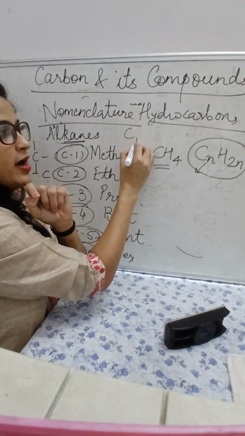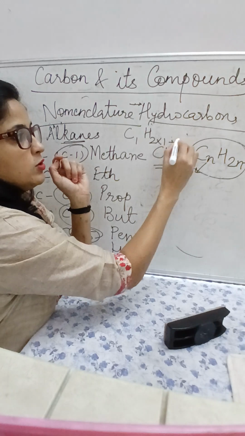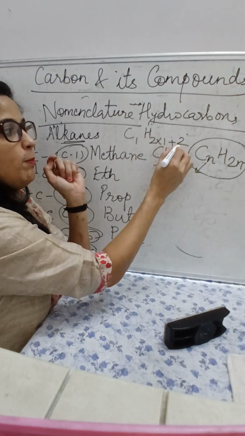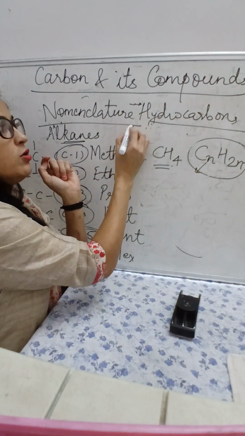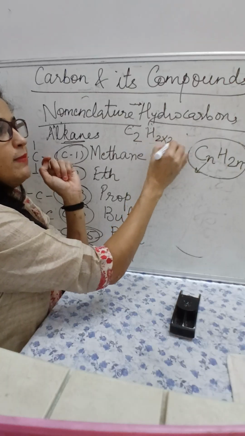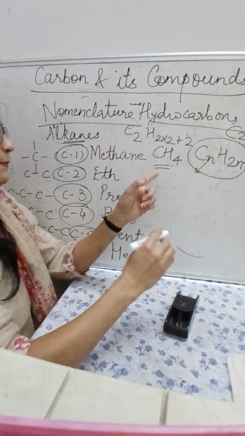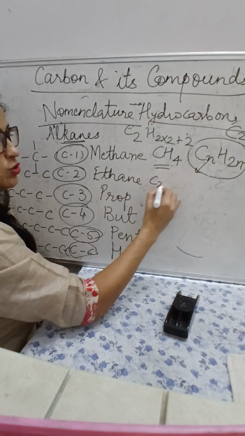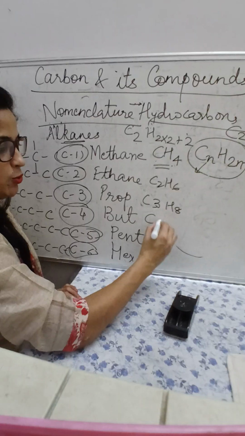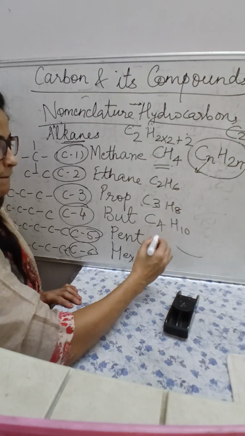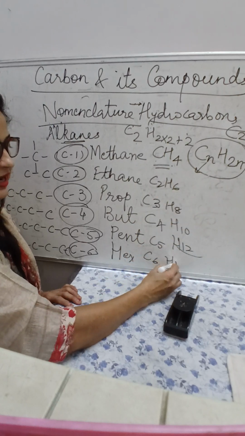So C1, H 2 multiplied by 1 plus 2. So how much? C, then 2 plus 2, CH4. Similarly, if I have two carbon atoms, C2, H 2 multiplied by 2 plus 2. So this will give me C2H6. This will be ethane. Now this will be C3H8, propane. Butane will be C4H10. Pentane will be C5H12. And hexane will be C6H14.